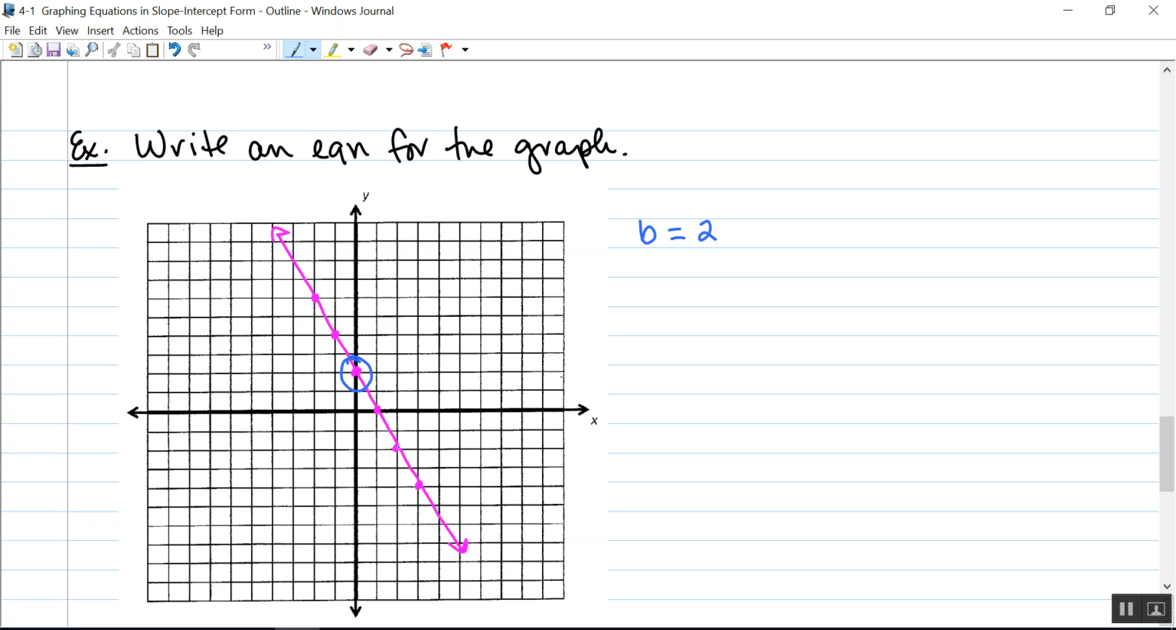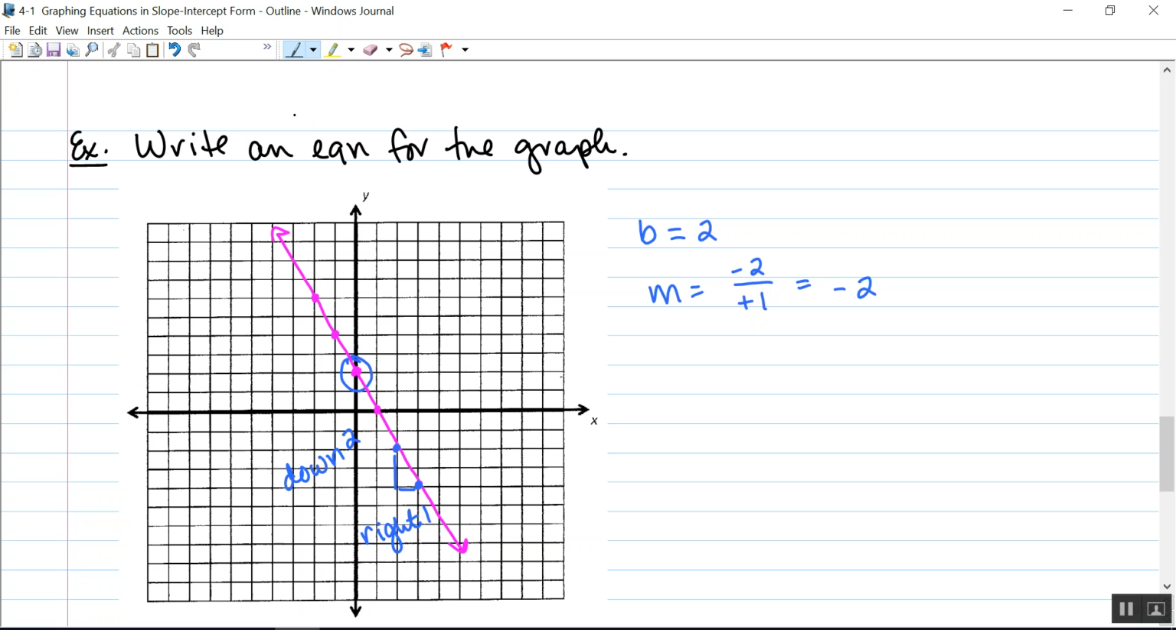Now to find the slope, I'm just going to pick any 2 points on the line and figure out what I have to do to move from one point to the other. So as I go from here, I'm going down 2 units, and as I go from here to here, I'm going right 1 unit. And you'll recall that down 2 is a negative 2 on top, right 1 is a positive 1 on the bottom, so my slope is a negative 2.